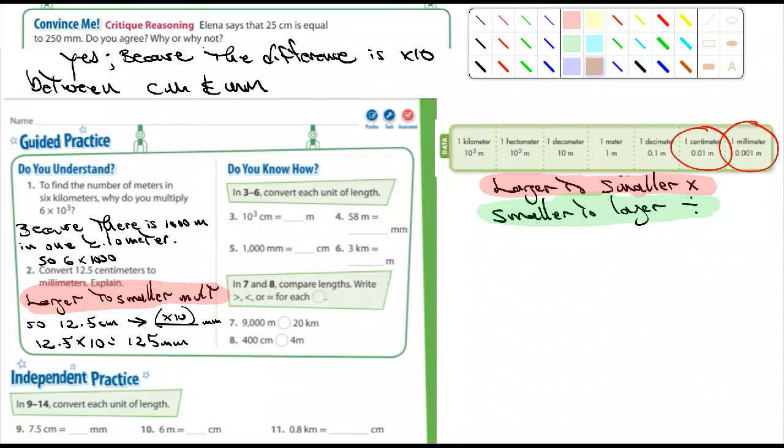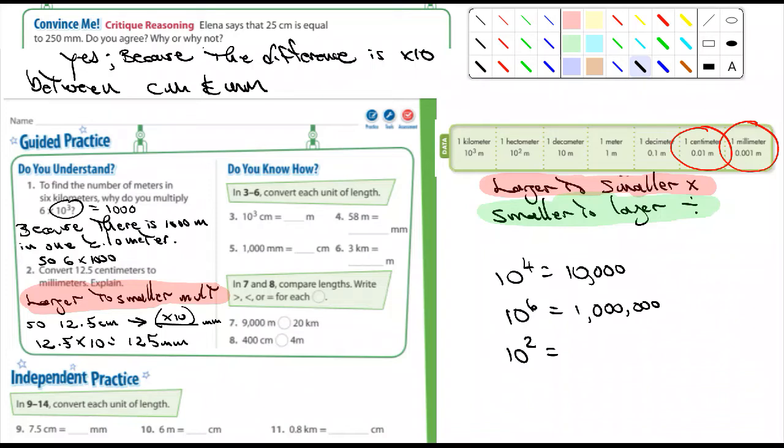10 to the 3, right here, that's the same as 1,000. You guys should remember that. What's 10 to the 4th equal? Who remembers? Yeah. 10,000. How many zeros are there? 4, and the exponent is 4. What's 10 to the 6th equal? 1 million. How many zeros are there? What's 10 squared equal? How many zeros are there? 2.